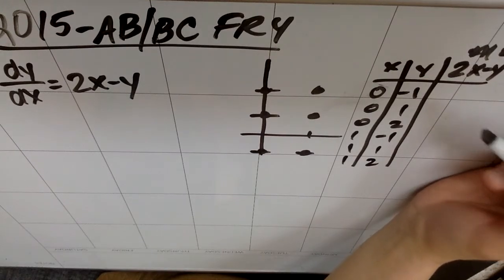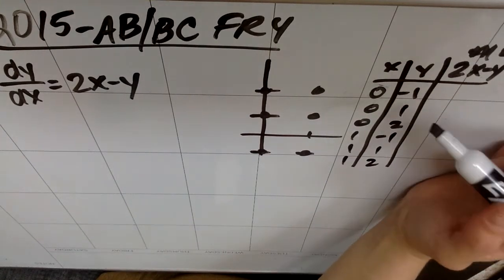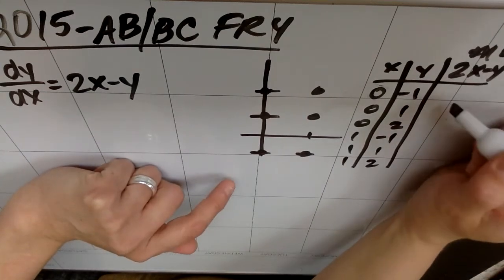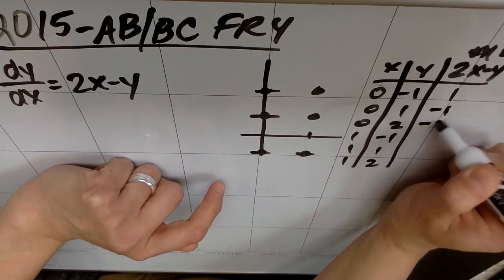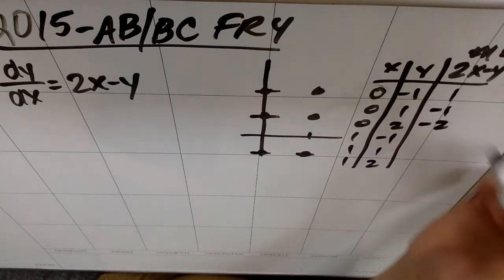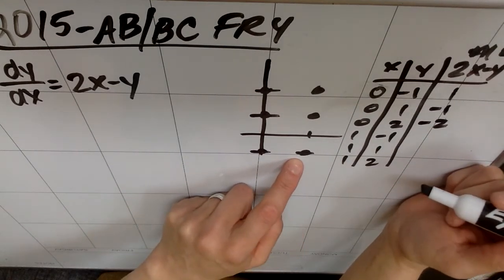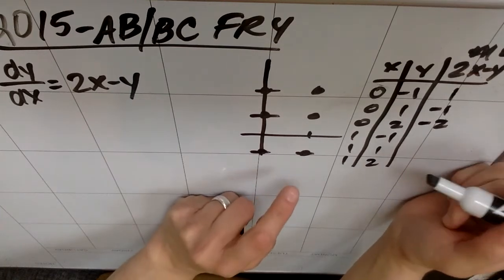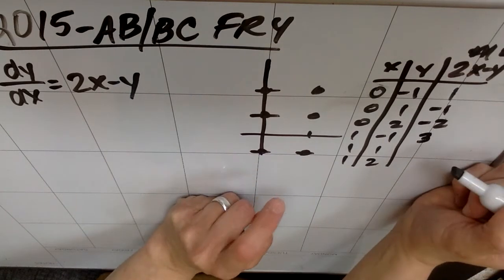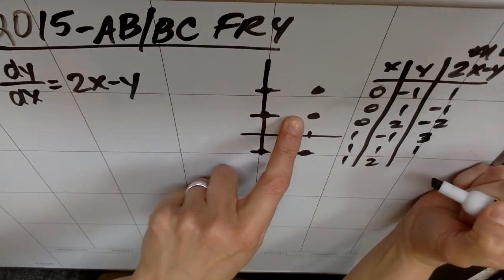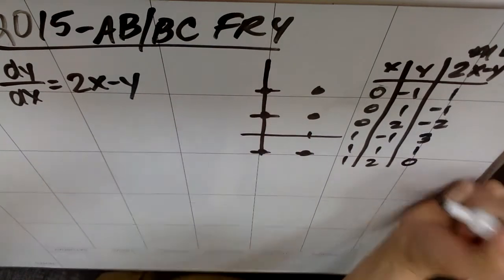So now I'm going to plug in the slopes to 2x minus y. You notice in all of these, the x coordinate is 0, so really it's just the negative of the y coordinate. So that'll be a 1, a negative 1, and a negative 2, right? 2x minus y here, the x's are all 1s, so it's going to be 2 minus the y coordinate. So 2 minus a negative 1 would be a 3, 2 minus a 1 would be a 1, and 2 minus a 2 would be a 0, right?